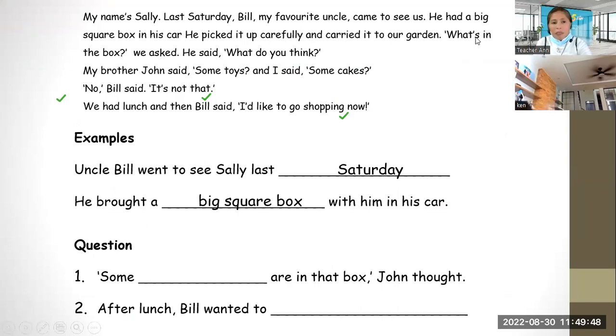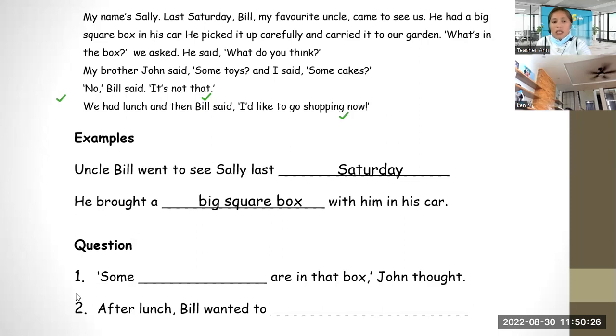My name is Sally. Last Saturday, Bill, my favorite uncle, came to see us. He has a big square box in his hands. He picked it up carefully and carried it to our garden. What's in the box? he asked. He said, "What do you think?" My brother John said, "Some toys," and I said, "Some cakes." "No," Bill said, "it's not that." We had lunch, and then Bill said, "I'd like to go shopping now."